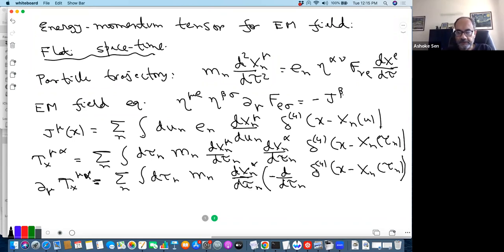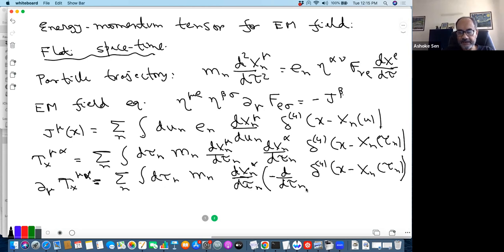So if we expand this out, you will recover this, because when the d/d tau_n acts on this, you can apply it on any of the x_n's that are sitting inside the delta function. It's a product of 4 delta functions, so there will be 4 terms from this product. Each of these terms gives you dx_n^alpha/d tau_n, dx_n^mu/d tau_n times the derivative with respect to x^mu of delta^4(x minus x_n). So that's how you get to this form.